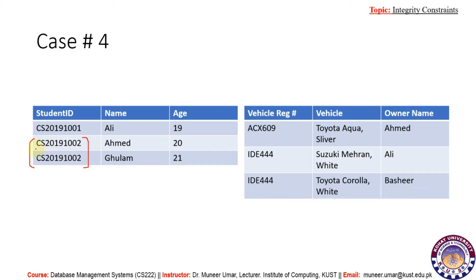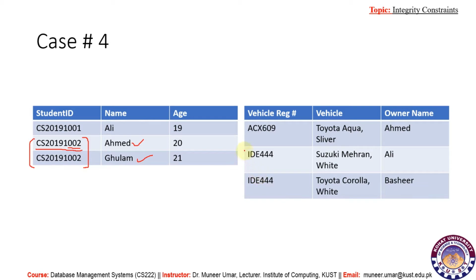So if I search for this record 1002, I will get Ahmad as well as Ghulam, which is incorrect. So each student must be identified by its unique registration number, and the registration number cannot be duplicated. We are using registration number as a primary key in our table, so it must not be duplicated, otherwise we will get an error for such things.